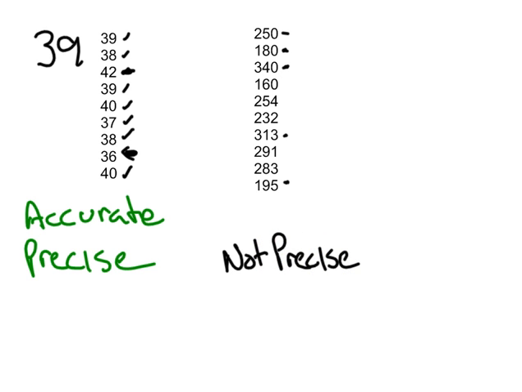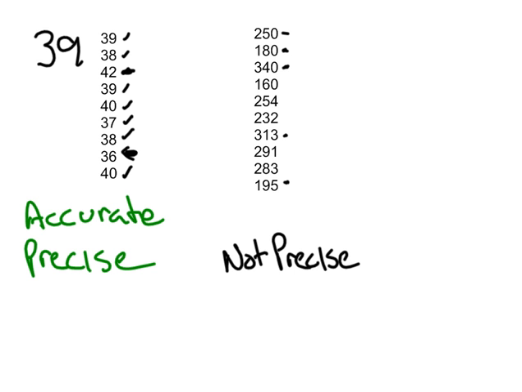Now, why could they not be precise? Well, it all has to do with how you came up with the number. It could have been that you were just eyeing me and saying, you weigh about this. Maybe you all used different scales. Maybe some scales were set to kilograms and not to pounds. There's a bunch of different reasons. But what we do know is that all of those numbers are not precise. They're not close to each other.